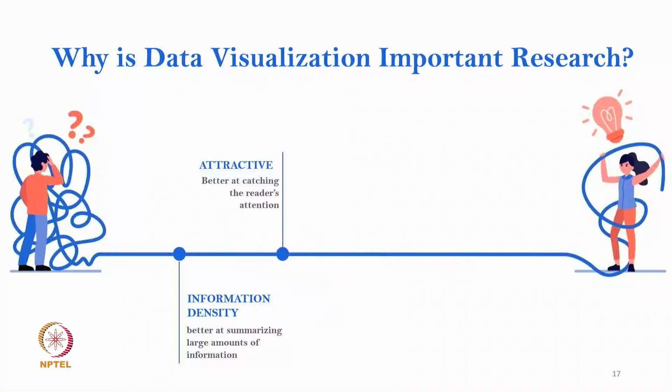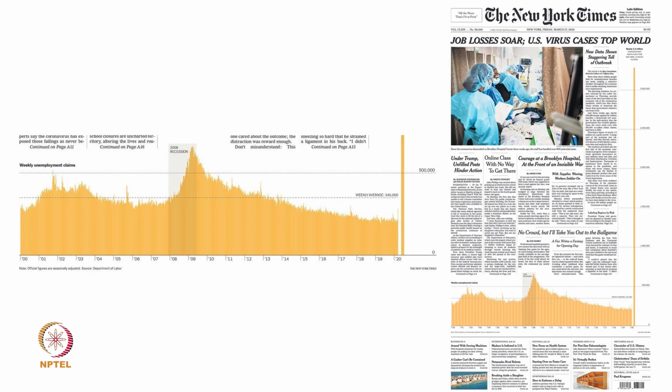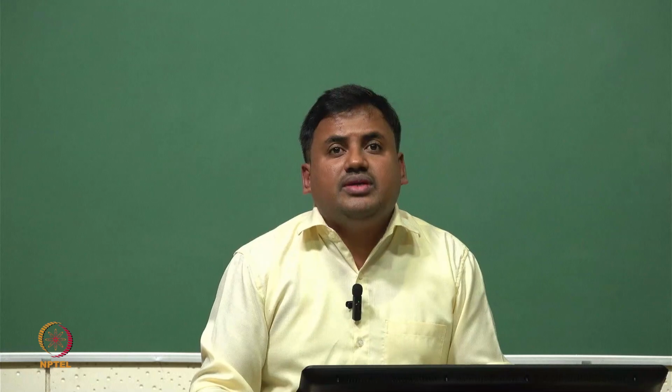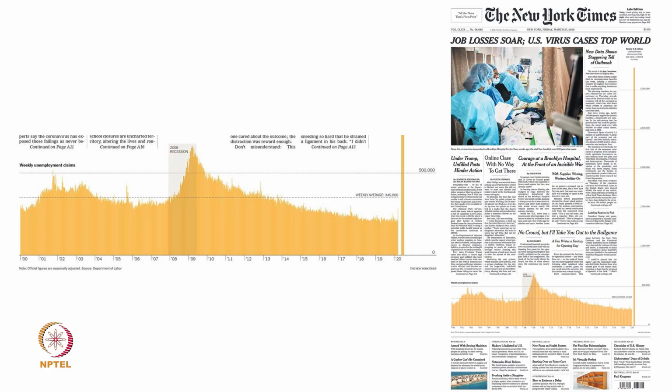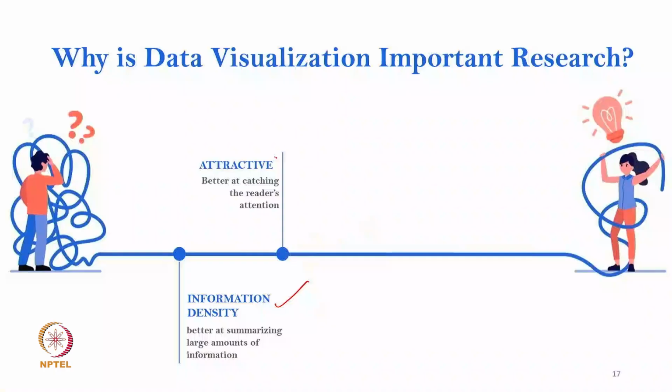The most important aspect of data visualization is information density. With the large amount of data in recent times, data visualization is required for information density: the amount of information present in a given space at a time, by summarizing large amounts of information. The second important aspect is attractiveness. Data visualization can visually appeal to catch the reader's attention on the specific research results.